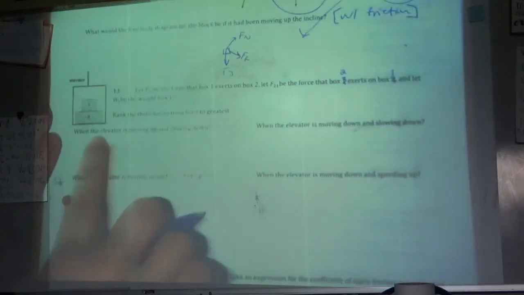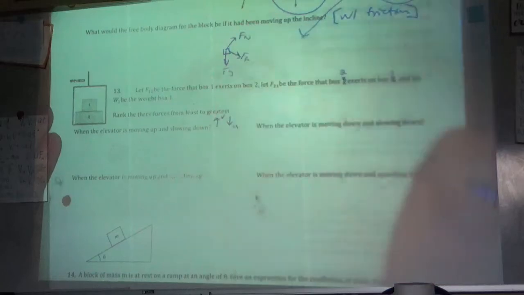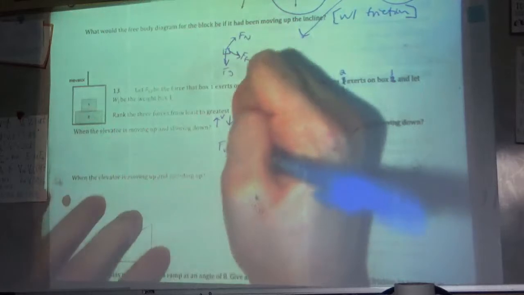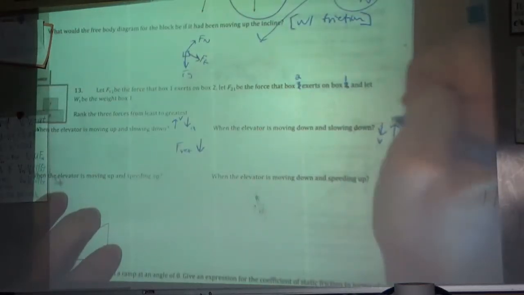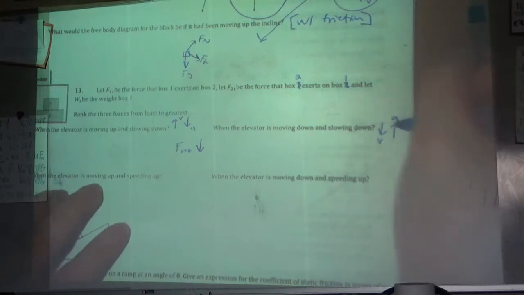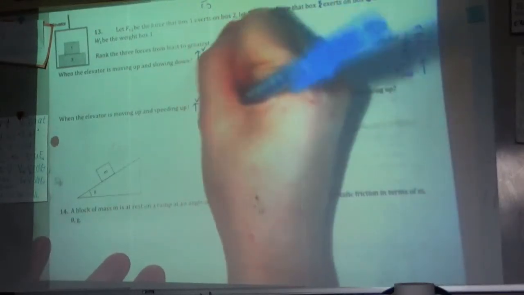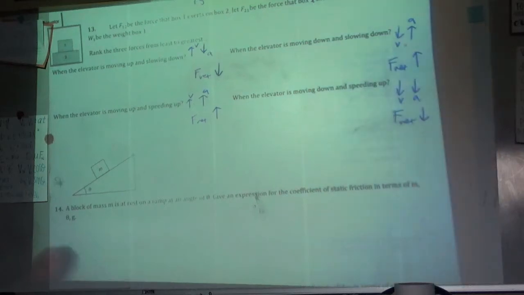So if the elevator is moving up and getting slower, that means the acceleration is in the opposite direction, which means that your net force or your acceleration is directed down, so your net force would have to be down. If it is moving down and getting slower, that means our acceleration is the opposite direction, so then your net force would have to be up. If it's moving up and getting faster, that means acceleration in the same direction, so your net force would have to be up. If it's moving down and getting faster, these would be in the same direction, so your net force would be directed downwards.